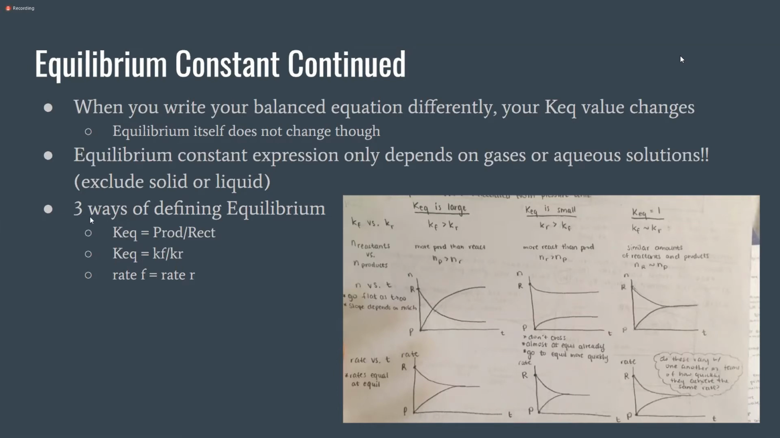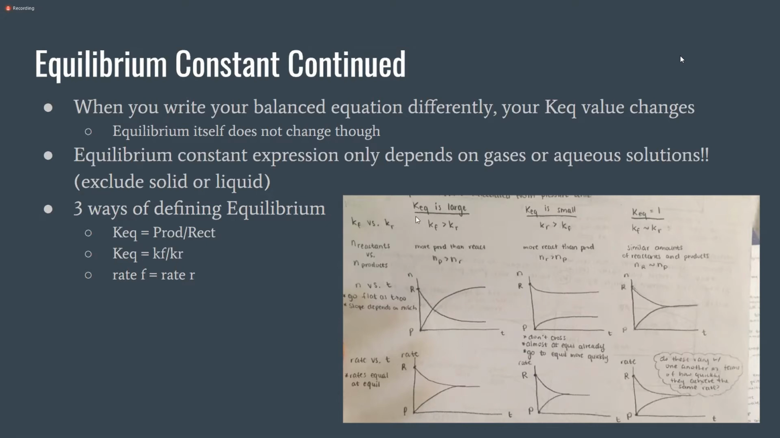And we have our 3 ways of defining an equilibrium. So you can say K equilibrium is equal to the concentration of products divided by the concentration of reactants. You can say it's the forward reaction constant divided by the reverse reaction constant, or you can say at equilibrium, your forward rate is equal to your reverse rate. And there are different ways of interpreting these.